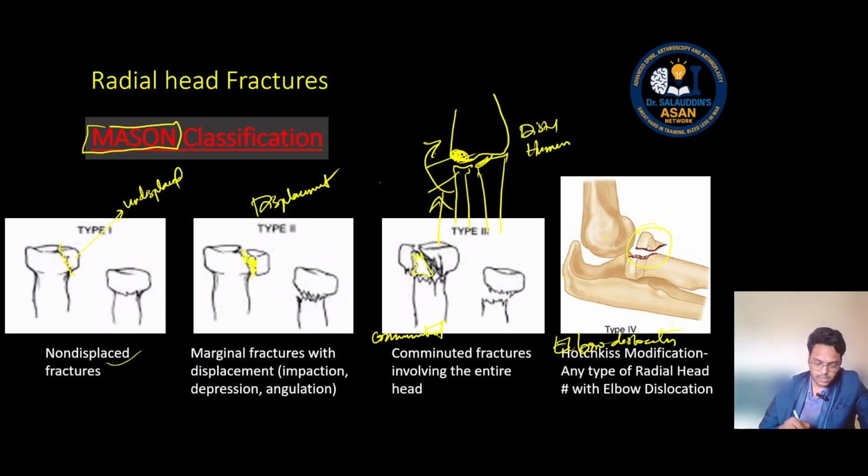So type 1 is non-displaced. Type 2 is displaced marginal fractures, which is due to impaction, compression or depression, then angulation. Then comminuted fractures, then Hotchkiss modification of radial head fracture with elbow dislocation is type 4.